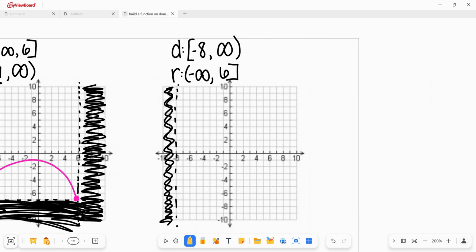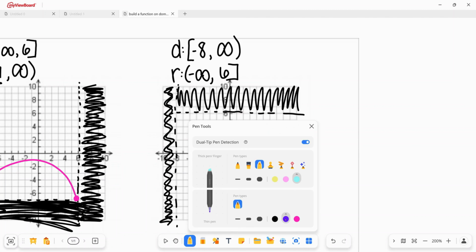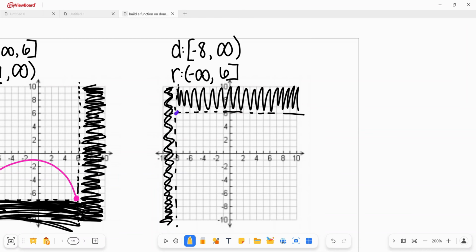Then my range tells me I have -infinity all the way up to a value of 6 for those y's, meaning right here. So everything above 6 can't be part of my graph either. Have to have something in between there. Now again, we're going to use the same kind of rationale that we did in the last one. Go ahead and give yourself a dot in the corner where those lines intersect and give yourself a graph. It can be a straight line, it can be a curvy line, it can be whatever you want it to be.